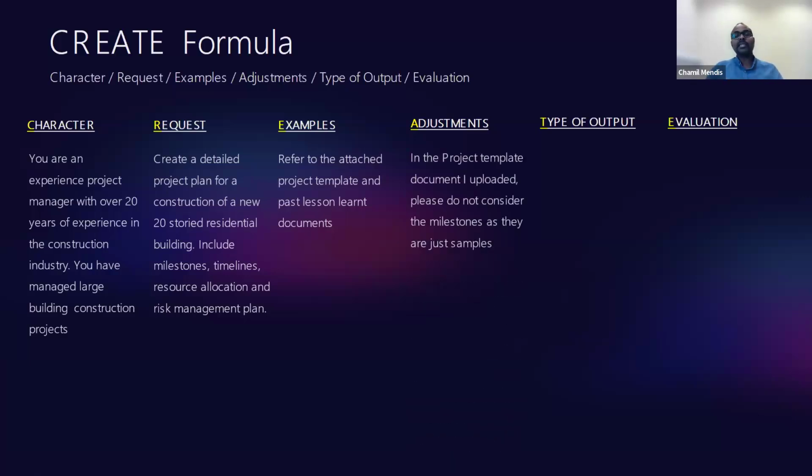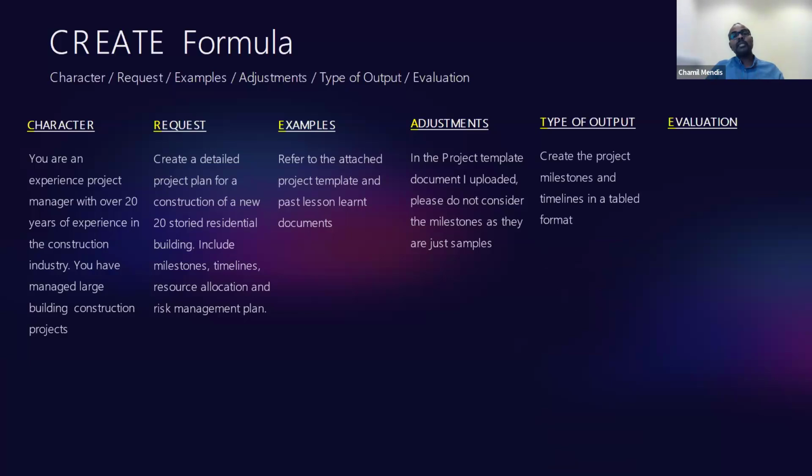Then you have the adjustment section. In the adjustment section you can do final tuning. You can say, in the project template document I uploaded, please do not consider the milestones as they are just a sample. So let's say you uploaded a very big document in the attachment section and referred to it under the example section, but you do not want the model to read a particular section, or vice versa. If you want the model to pay more attention to a particular section of the document you attached, you can mention it under the adjustment section.